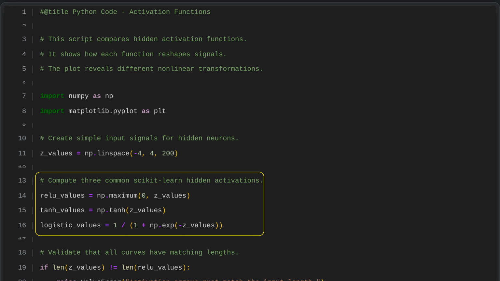ReLU sets negative values to 0 while keeping positive values, adding nonlinearity. The hyperbolic tangent function maps values between -1 and 1, centered around 0. The logistic function compresses values between 0 and 1, making it useful for binary classification and stable learning.